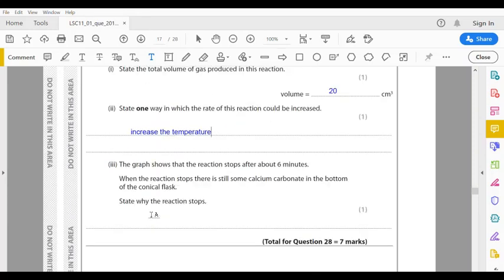The graph shows that the reaction stops after about 6 minutes. When the reaction stops, there is still some calcium carbonate in the bottom of the conical flask. State why the reaction stops. Because the acid has been used up.